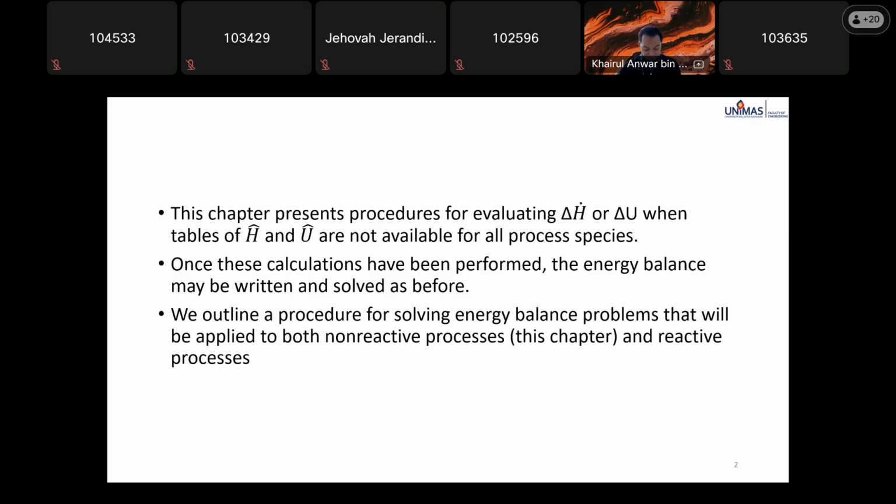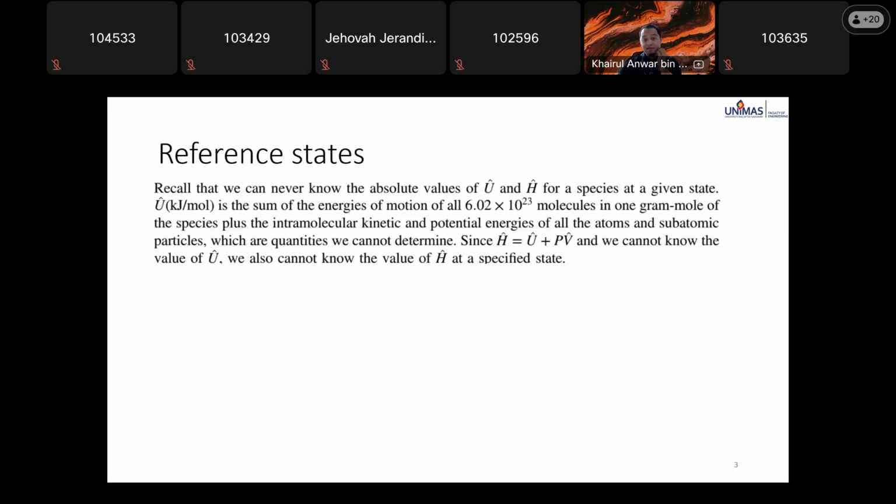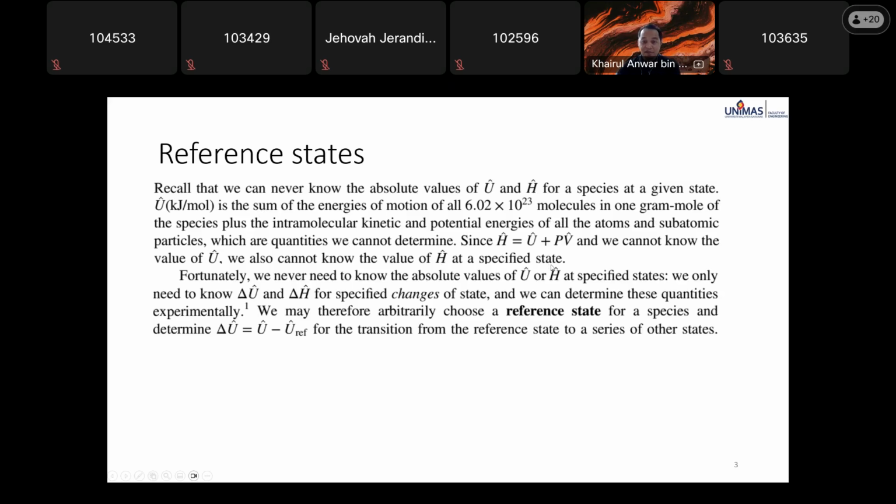So what is a non-reactive process? Let's start with the reference state. The first thing: we can never know the absolute value of U for a species at a given state. So the energy is the sum, and we cannot learn the value of U. We also cannot learn the value of the enthalpy H at a specified state.